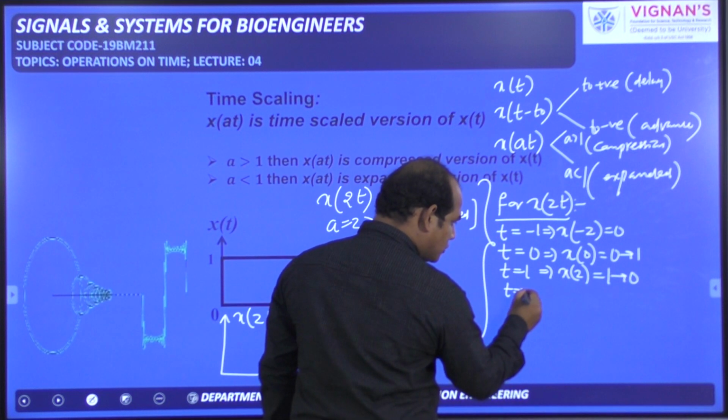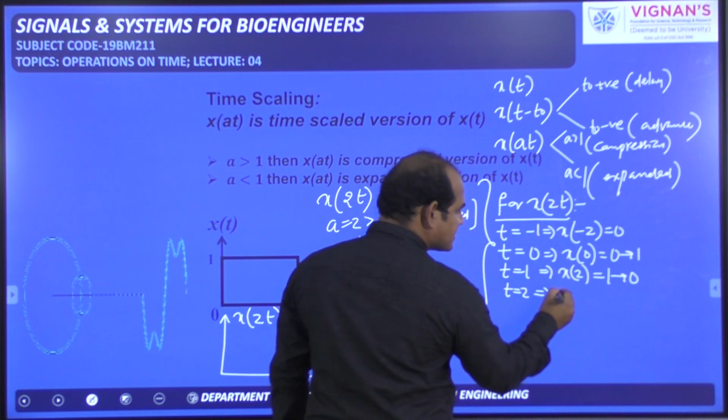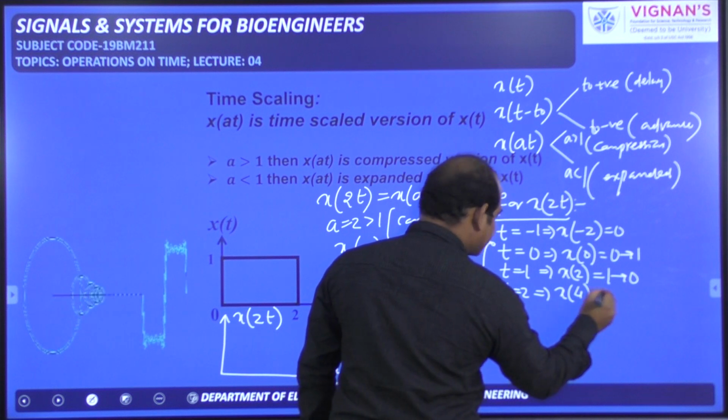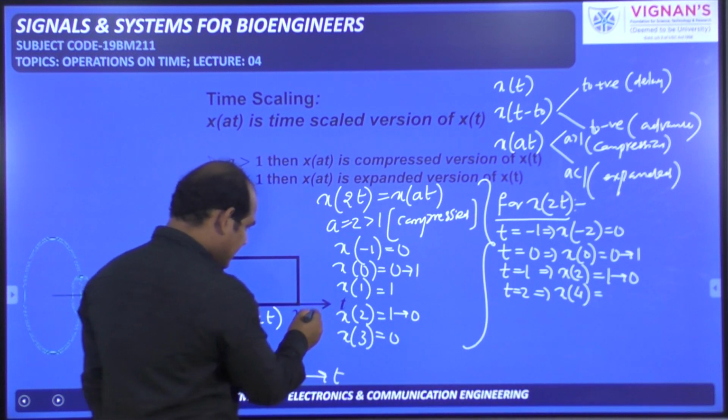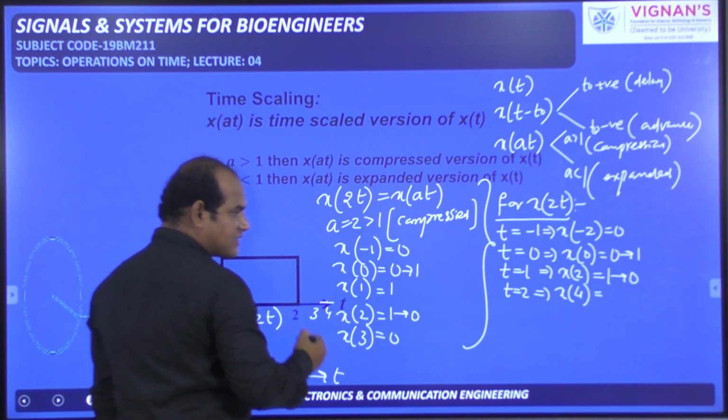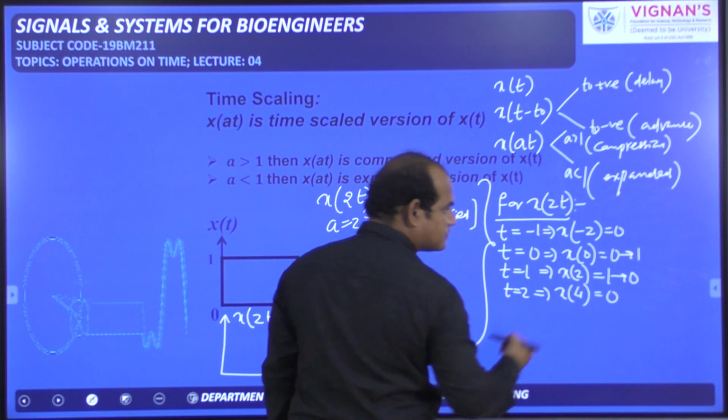Next t is equal to 2 you take. That means x of 4 you will get. 2 into 2 will be 4. So x of 4 from the original signal. For example, here 3, here 4 is there. Amplitude is 0 for the original signal. So here we will write 0.